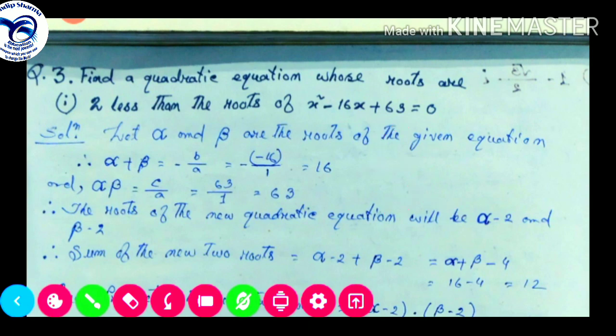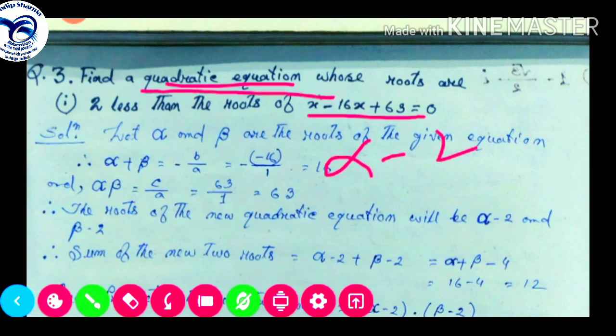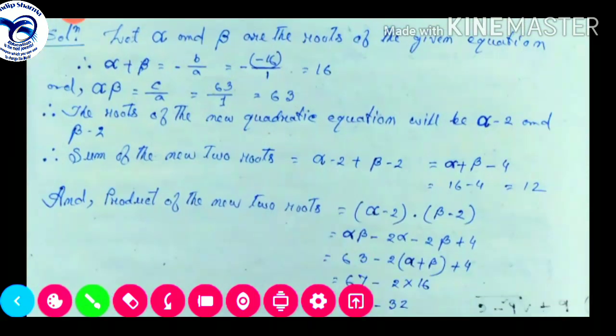Now we'll go according to our question. It is given that the roots of the new quadratic equation will be 2 less. So this equation's roots we are considering as alpha and beta. So the new equation's roots will be alpha minus 2 and beta minus 2. Now say, for this new equation, these two roots we got, we need to find their sum.